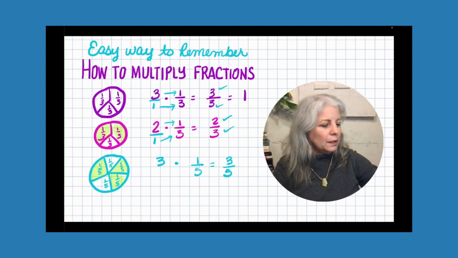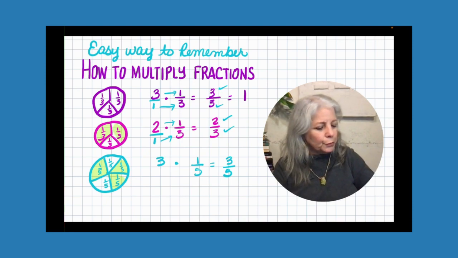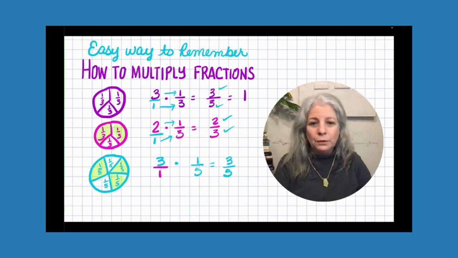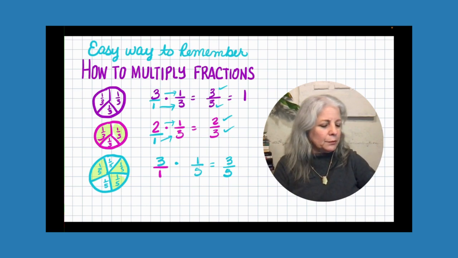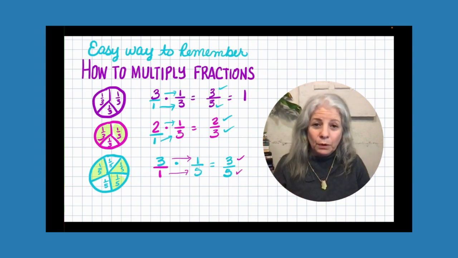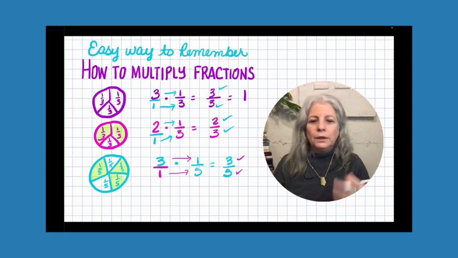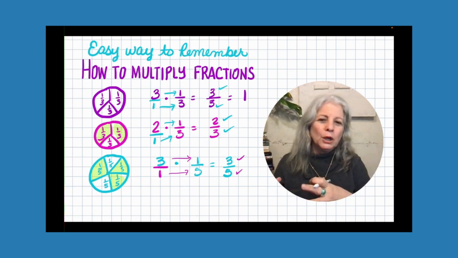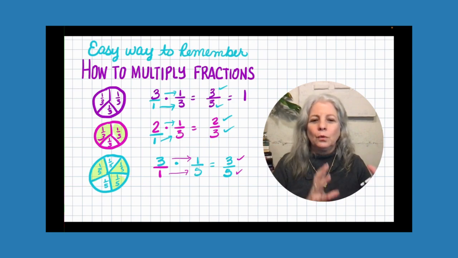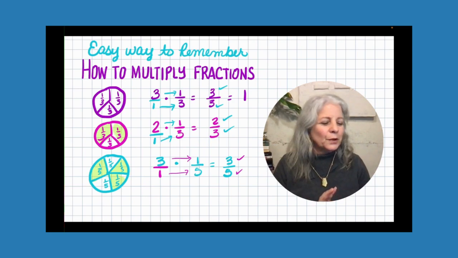So let's see if our pattern holds true. Again, I'm going to make that into a fraction. Multiply straight across. 3 times 1 is 3, and 1 times 5 is 5. So that works. So I hope you can use this method, taking what you already know, to figure out what you don't know. So I hope that helps.